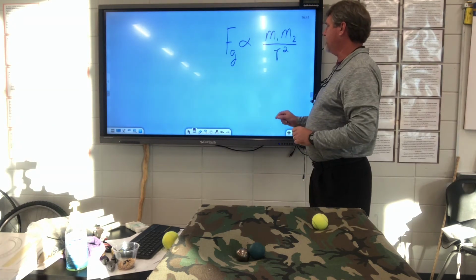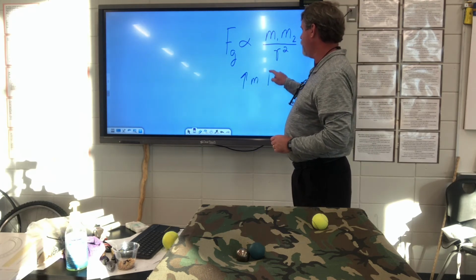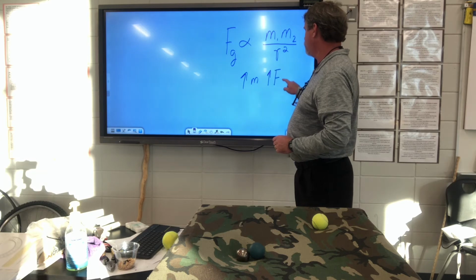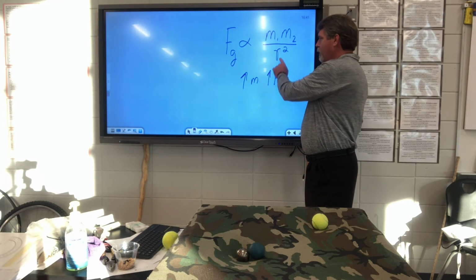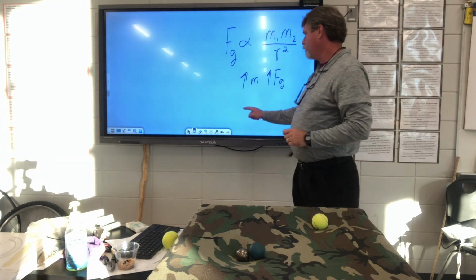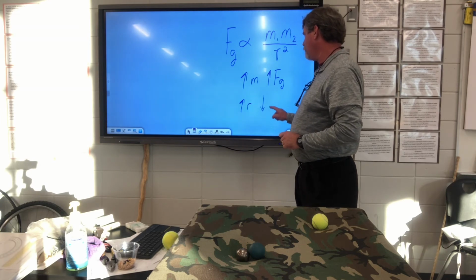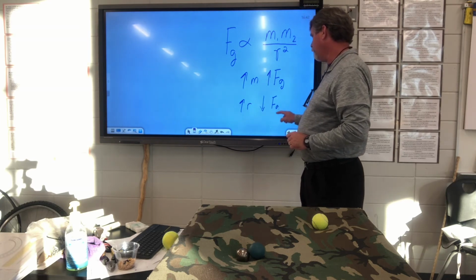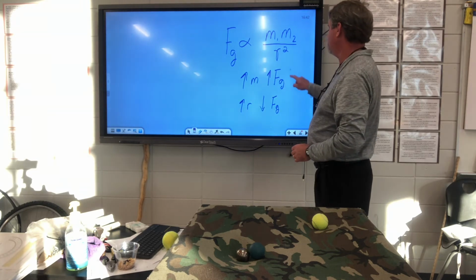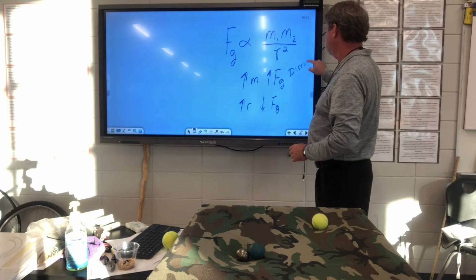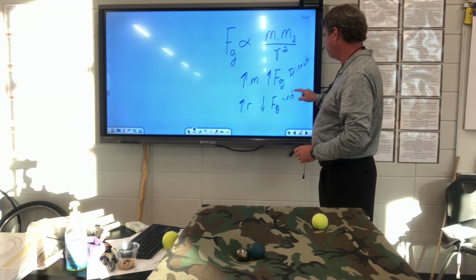So what this tells us is that if you increase the mass, you create an increase in the gravitational force. As the mass goes up, the gravitational force goes up. But the radius is in the denominator. So if you increase the radius, you'll actually create a decrease in the gravitational force. So this is an inverse relationship. So mass to force is a direct. Radius to force is an inverse or indirect.